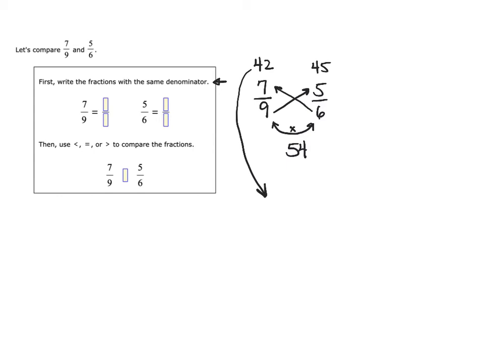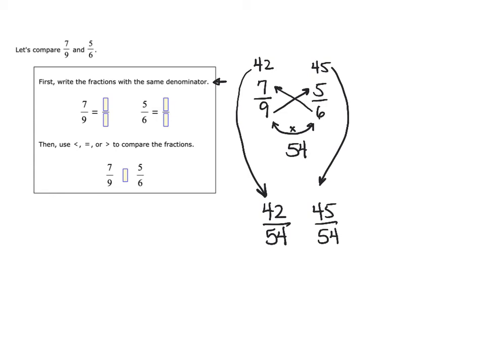Now, 42 will be the equivalent of 42/54ths, which is 7/9. And our 45 will come down here and be the equivalent of 5/6. Now that we have a common denominator, we can compare how many parts of that whole item we have.